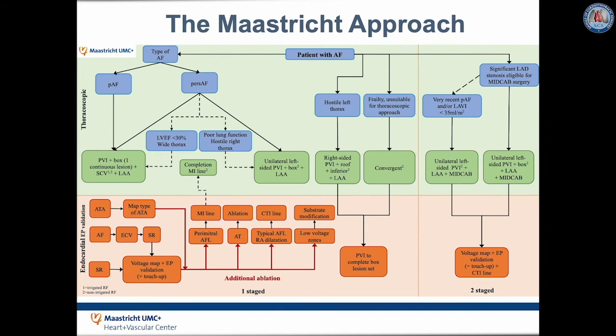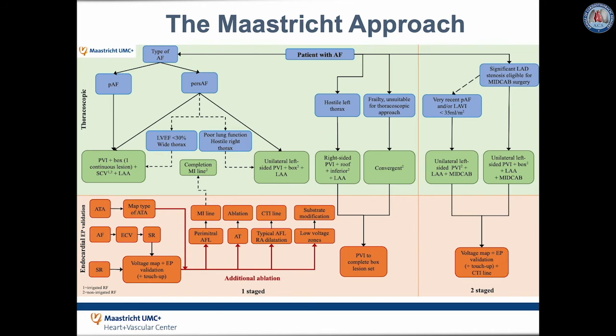When a patient with AF is referred to us, we first look at the type of AF, and in paroxysmal AF patients, we often go for a bilateral approach where we do a PVI, a box, and the superior caval vein using a bipolar biparietal irrigated RF clamp, and of course, exclusion of the left atrial appendage. In persistent AF patients, there are 2 options, either a bilateral or a unilateral approach. Factors that favor a bilateral approach are a poor left ventricular ejection fraction and a wide thorax, where you anticipate that you will not be able to isolate the right veins from the left side.